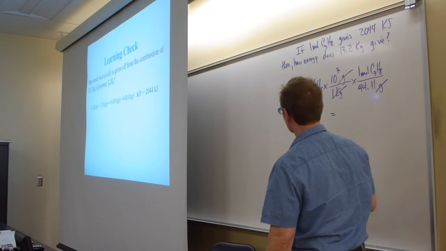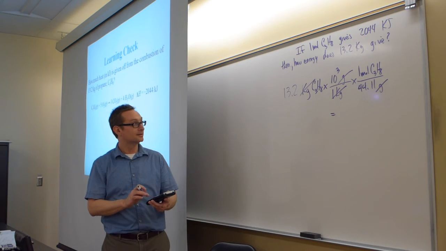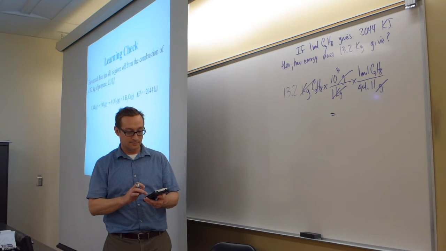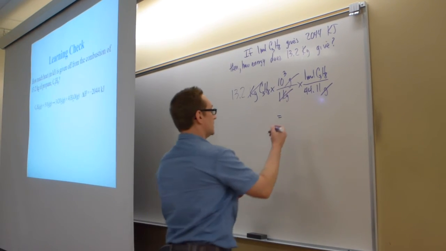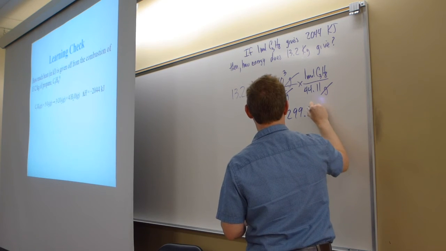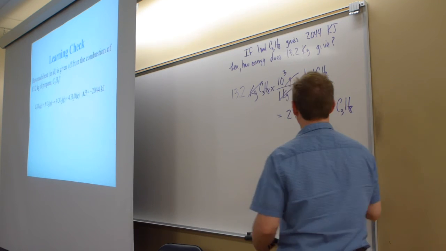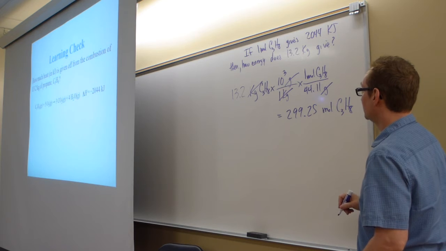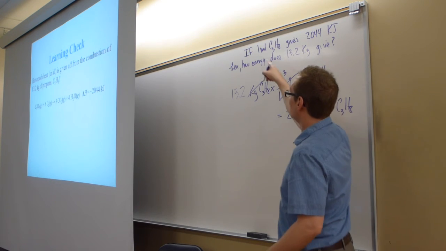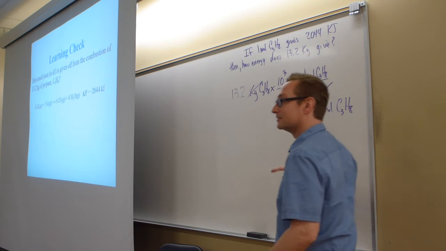So what does that give us in terms of moles of propane? Right, so you've got 13.2 times 1,000 divided by 44.11. And that gives us 299.25 moles of propane. So again, 1 mole gives us this much energy. How much energy does this many moles give us?